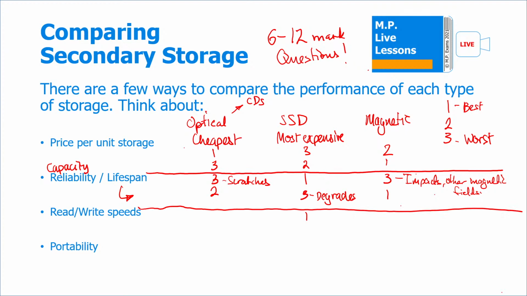In terms of read or writing speeds, SSDs tend to be the fastest. Next is magnetic, whereas optical is the slowest. And even worse, most CDs or opticals can only be written once. In terms of portability, SSDs are the best usually because you have pen drives. Opticals tend to be next. You can easily carry disks, whereas magnetic drives, they tend to be large and bulky.